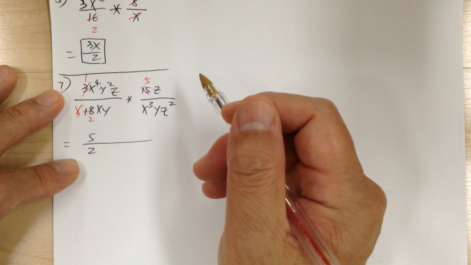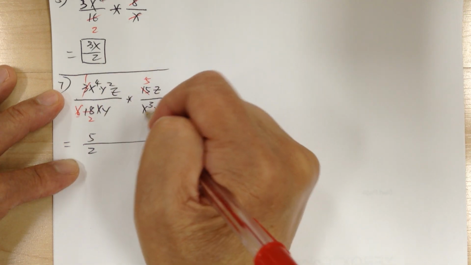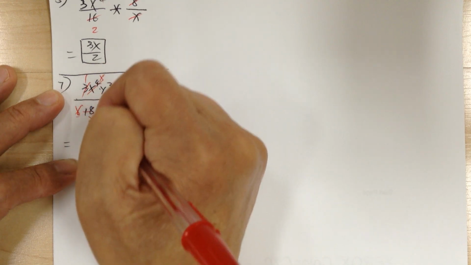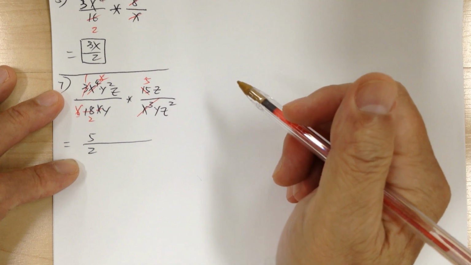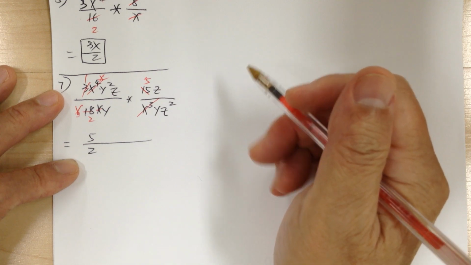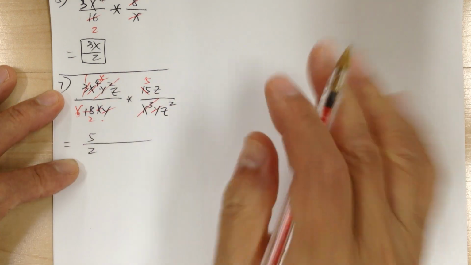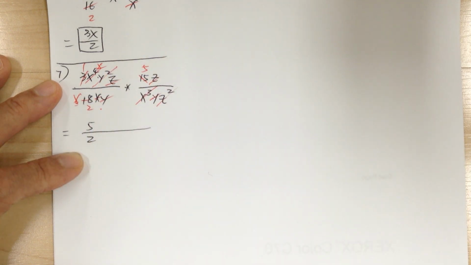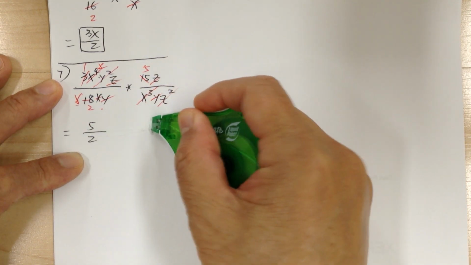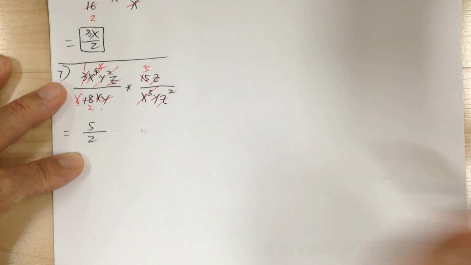Now let's go and do the alphabet. So you got x to the 3, cancel with x to the 4, so you get x. And then x and x can cancel out. So no x, so you don't have to write. Now the y. So you got y and y squared. So y squared cancels with y, so that's good. And then let's go to the z. So you got z and z squared, so all cancel out. So that's it. So your answer is 5 over 2. So all the alphabet can cancel out.